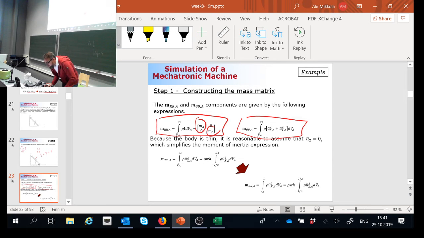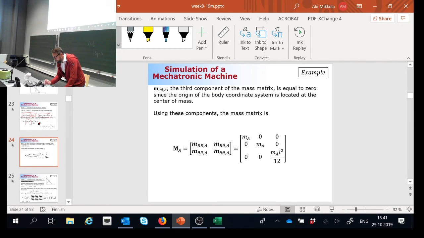I don't think that you necessarily need to do it this hard way. We make an assumption that the thickness is insignificant, so the y direction is simply ignored. I think you can make that happen if you have a slender body. Then it is enough to integrate over the x direction, like shown here. Once you do the math, you get the mass moment of inertia, which is mass multiplied by length squared divided by 12.